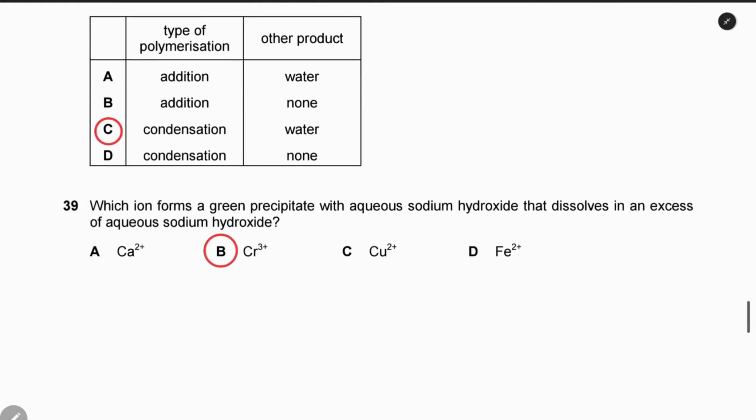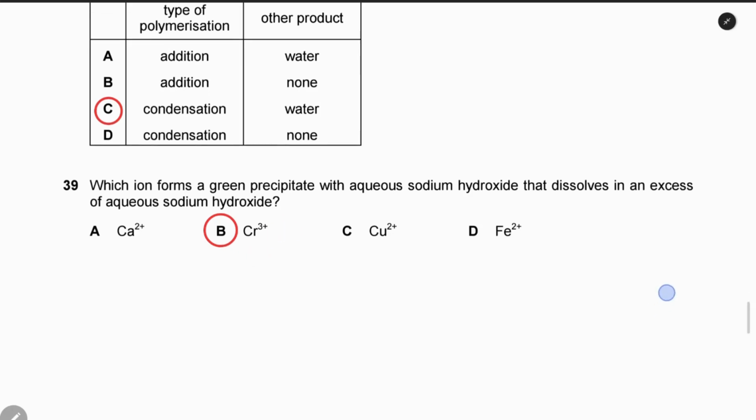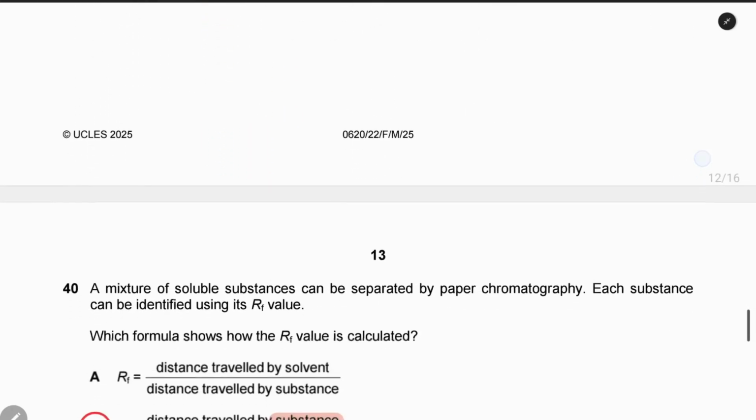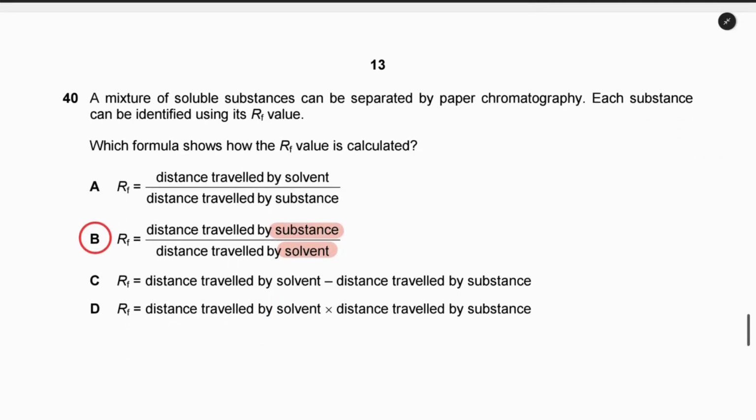Question number 39. Which ion forms a green precipitate with aqueous sodium hydroxide that dissolves in an excess of aqueous sodium hydroxide? We already know that the same ion gives different colors. So chromium will give a green precipitate. Next question, 40. A mixture of soluble substances can be separated by paper chromatography. Each substance can be identified using its Rf value.